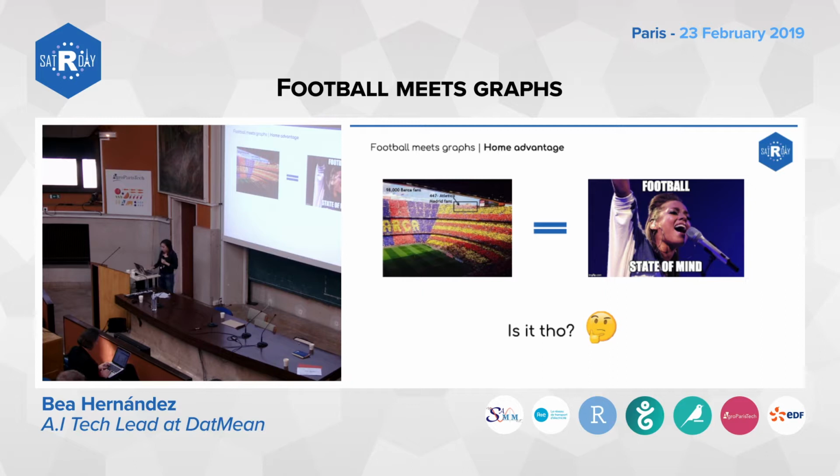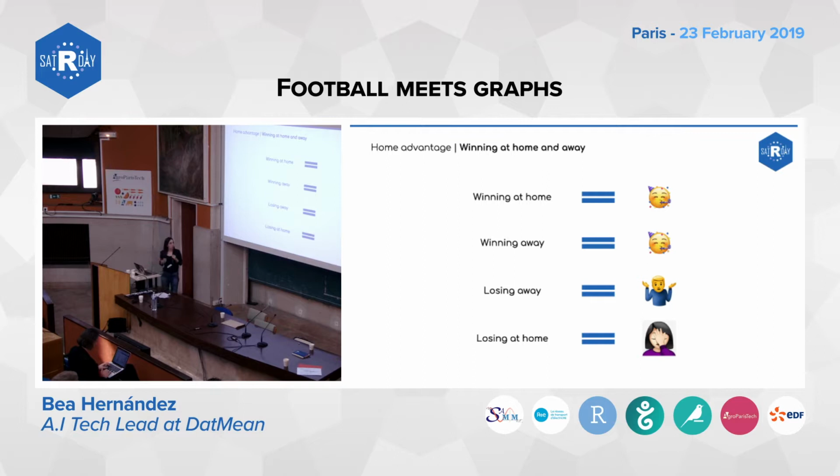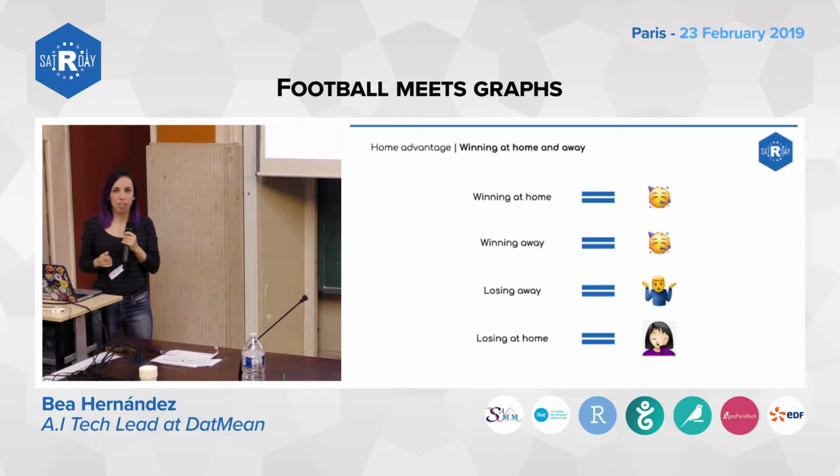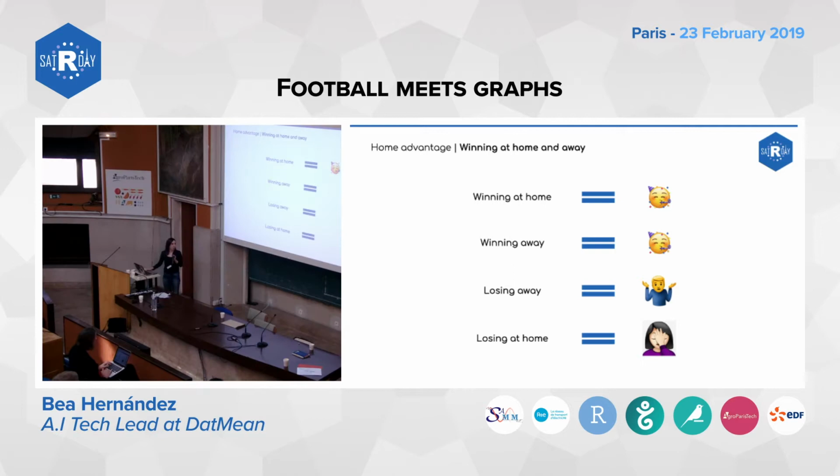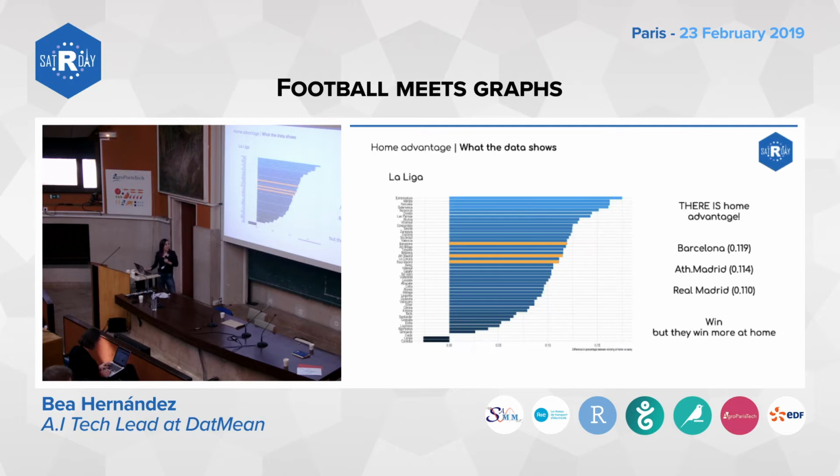We want to see whether it is a state of mind or the data reflects that too. So we're going to see. There's another thing, which is how you see your team playing. When you're winning at home, you are happy, okay? When you're winning away, you are way more happy. When you're losing away, it's like, meh, they will win at home later. But when you lose at home, it's like, oh my God, everyone was cheering for you, you're losing at home. And the data just reflects that.